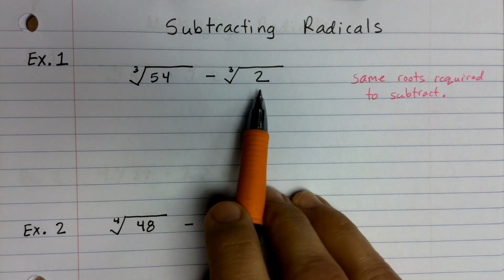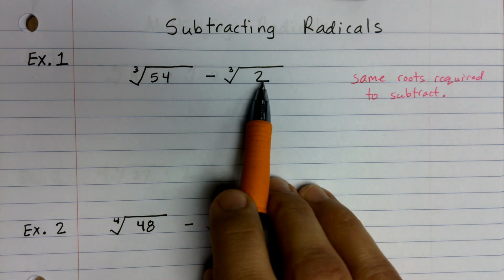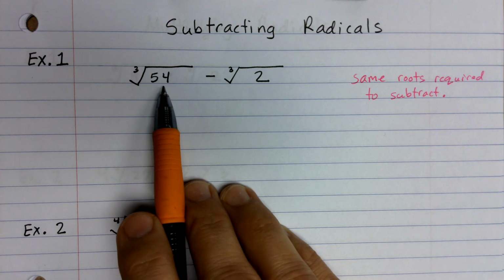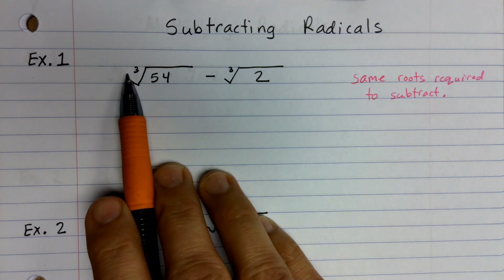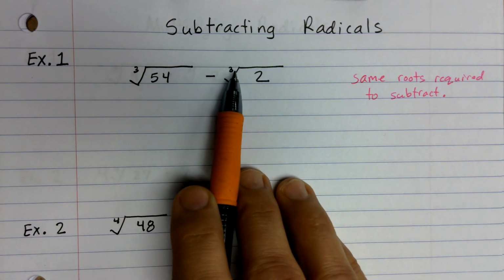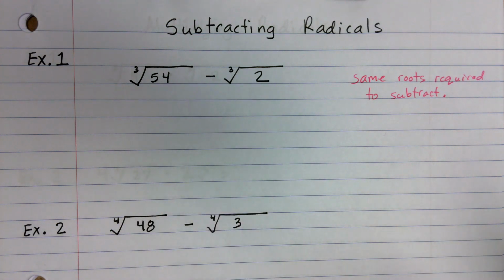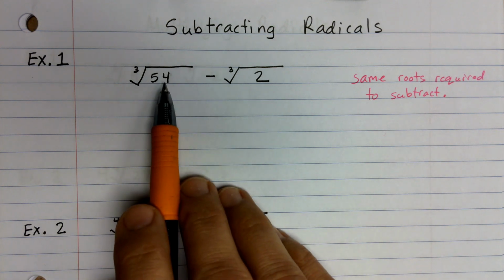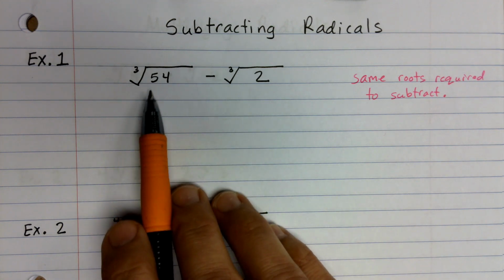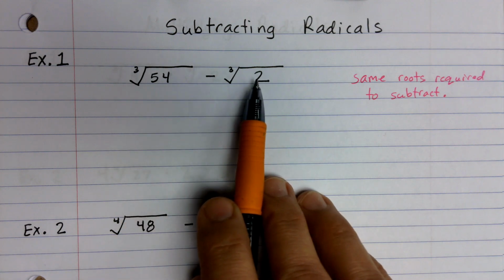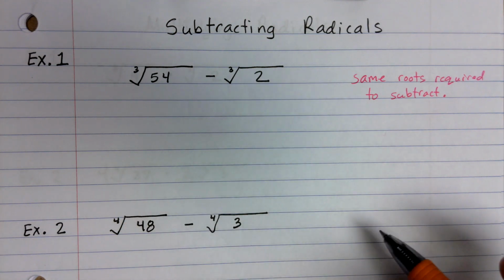Now we run into an issue right now, because notice that these are not the same, right? We have a cube root of 2 and we have a cube root of 54. So while the index is the same, the index of 3 and the index of 3, the radicand, the number on the inside, is not the same. So therefore these roots are not the same. So we need to go ahead and simplify this first one to see if we can come up with something that we can combine with this cube root of 2.